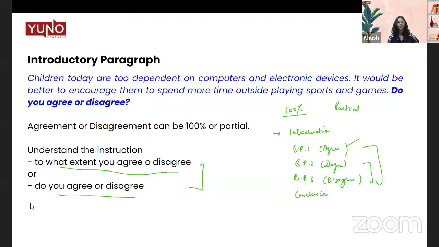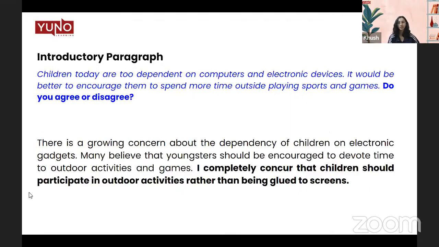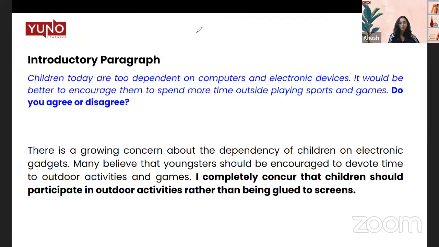Let's go. So the essay that we have chosen here is 100% agreement. So let's have a look. Number one, in your introduction, what are the essential elements? What all do we need to be there? Number one, paraphrase the question.